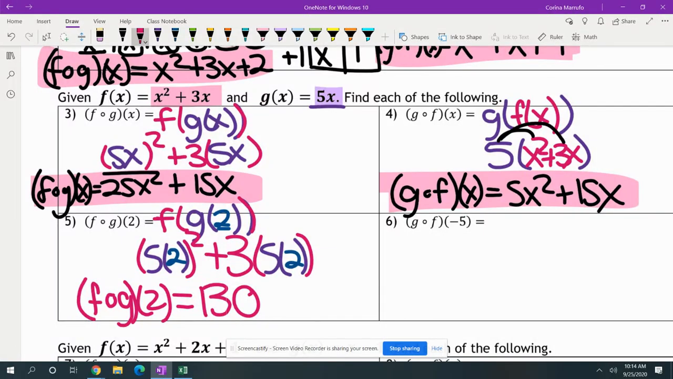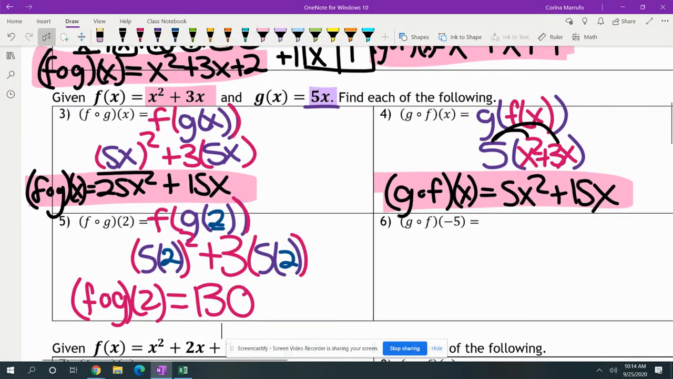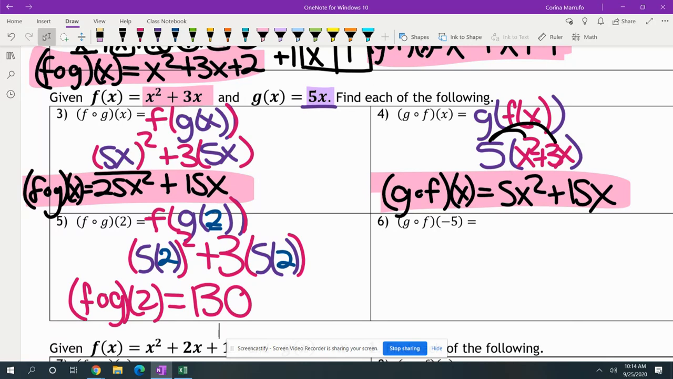All right, so if you didn't get that example, we still have another one. So on here, it's g composite f of -5. So this time we are going to start off with the g function. And inside the g function, we are going to plug in the f function. But instead of f of x, it is going to be f of -5. Okay, so let's go ahead and start off with the g function. My g function is 5 times x. But remember, we leave a blank.